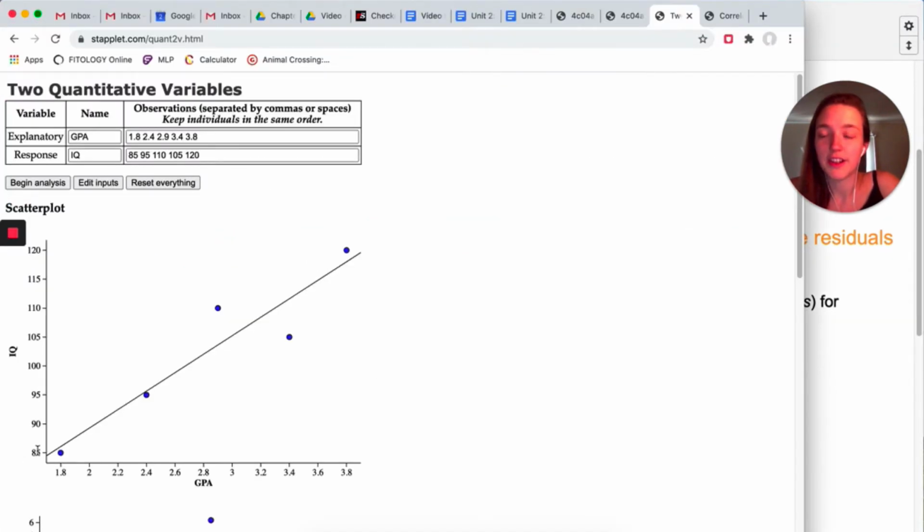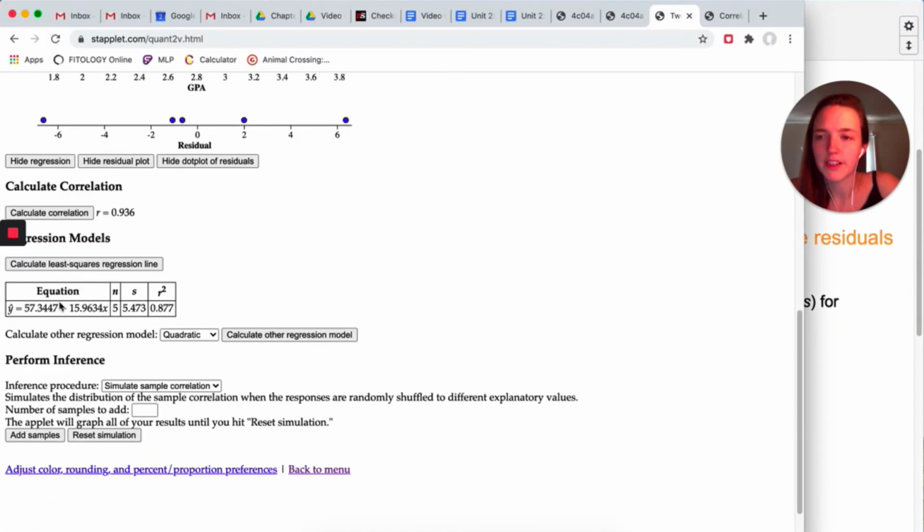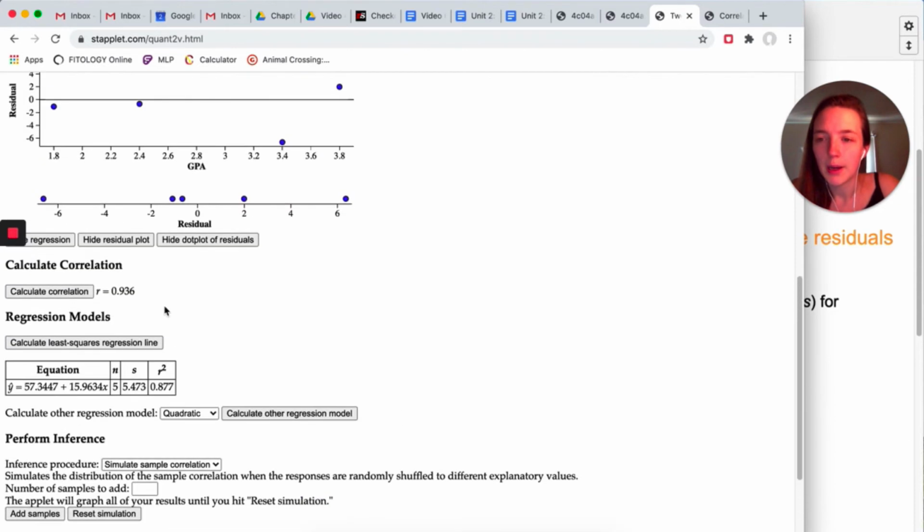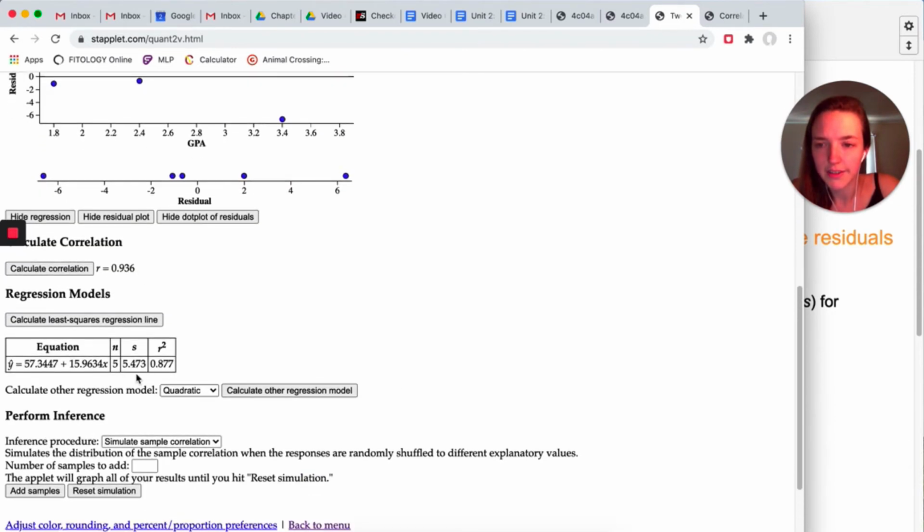Okay, once you get there, you can see that here's the equation of the line, and you can see how I rounded it a bit, which is why our residuals didn't quite add up to 0. But R is 0.936. Here's S, 5.473. That's a little different than what we got. And R squared is 0.877, which is exactly what we got.